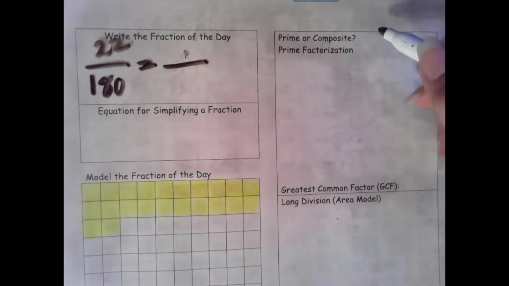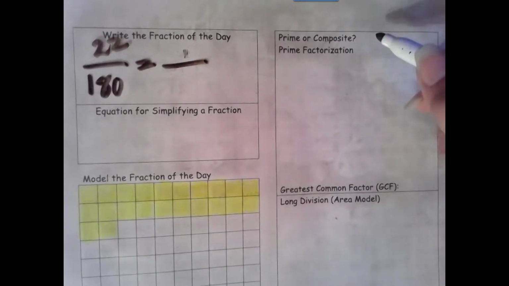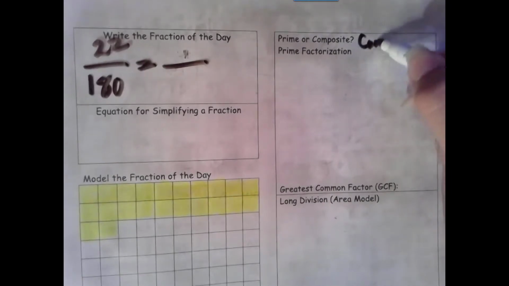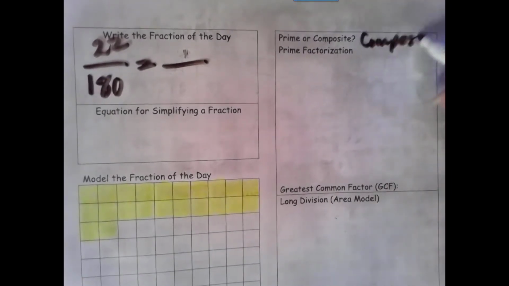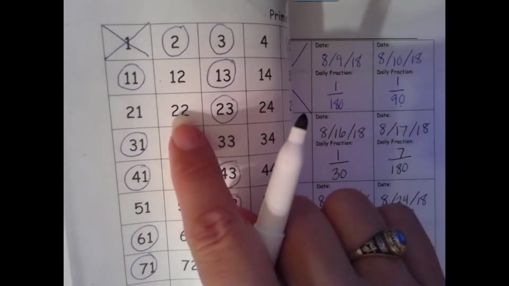First we have to think, is our numerator 22 prime or composite? Well, 22 is even, and the only prime number that's even is 2. So it is composite. But if you want to check for sure, you can always look on your prime number sieve and see that it is not circled.